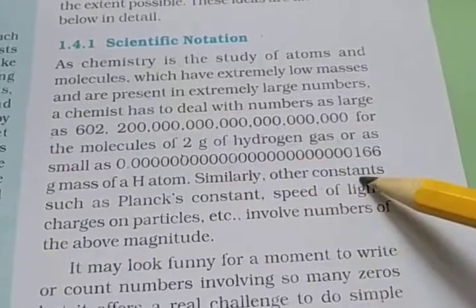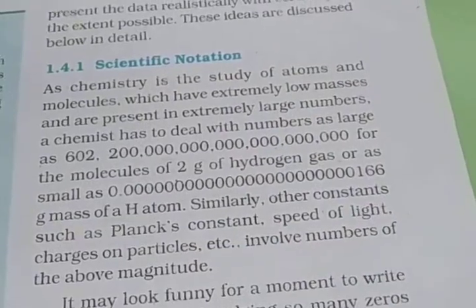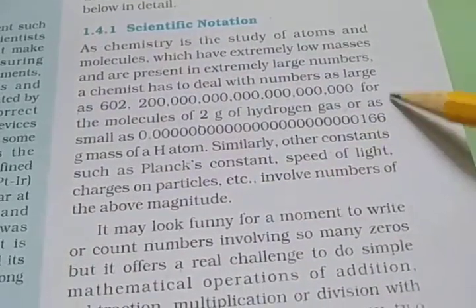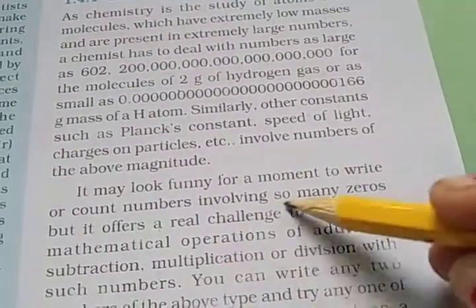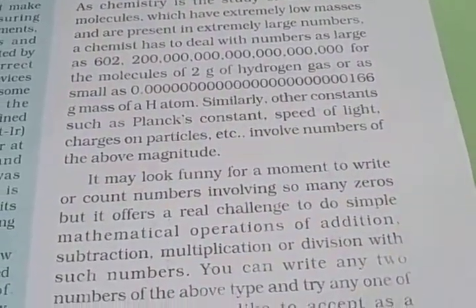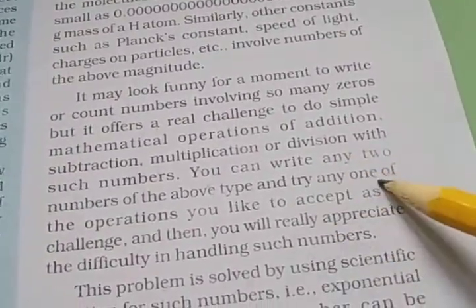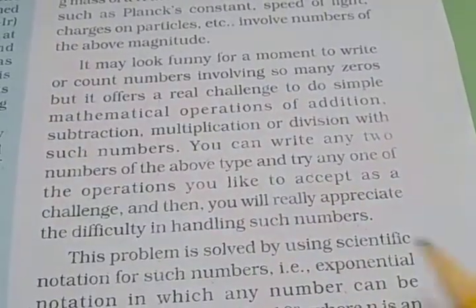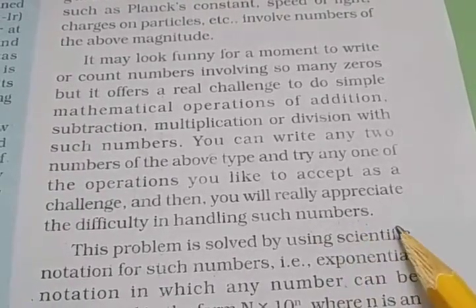Similarly, other constants such as Planck's constant, the speed of light, and charges on particles involve numbers of such magnitude. It may look funny, but counting so many zeros offers a real challenge when doing simple mathematical operations like addition, subtraction, multiplication or division with such numbers. Write any two numbers of the above type and try any one of the operations as a challenge, and then we will really appreciate the difficulty in handling such numbers.